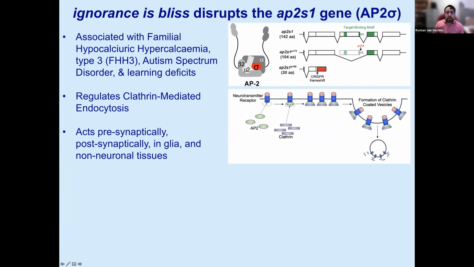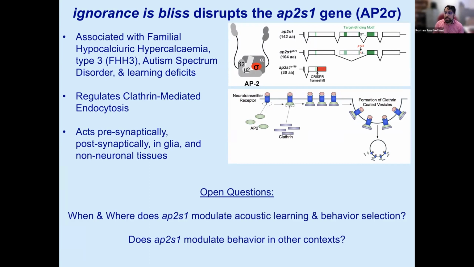But it's not really clear where and when this gene is actually impacting the behaviors, right? So we wanted to study that and figure out when and where it is impacting, in particular, this acoustic learning behavior, as well as the behavior selection that we've observed. And then, since this is associated with the autism spectrum, which has a whole variety of behavioral phenotypes, we wanted to see whether, in our system, we could also find that it's impacting behaviors outside of the acoustic startle response.